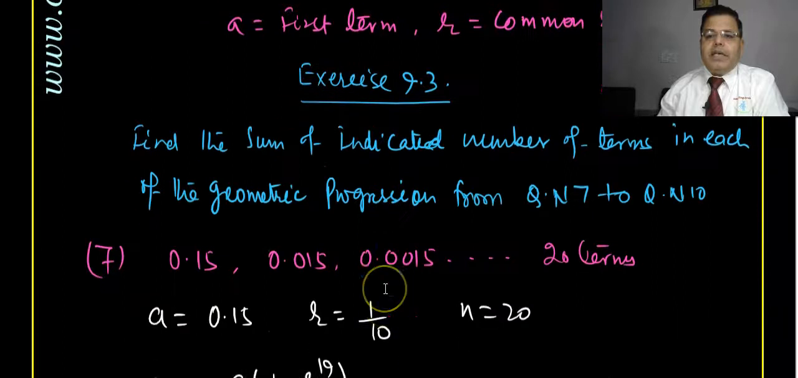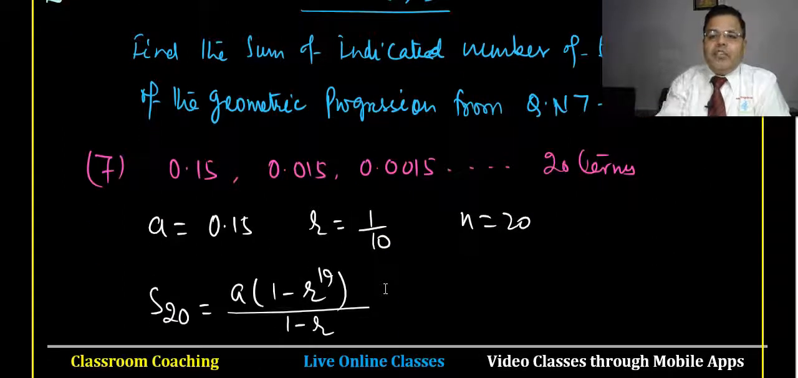From exercise 9.3, there is a question: find the sum of the indicated number of terms in each of the following geometric progressions, from 7 to 10. Here A is 0.15, R is 1 by 10, and N is 20. The number of terms is 20. We have to calculate S20.